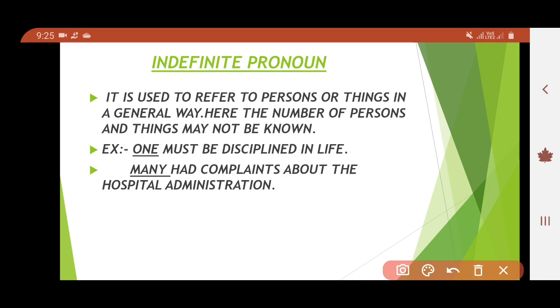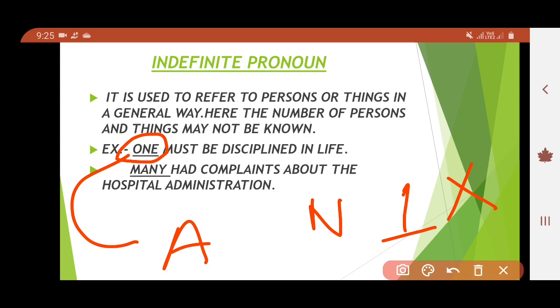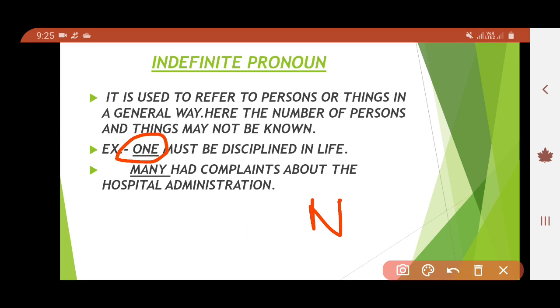Let us go to the example. One must be disciplined in life. Here one is not talking about the number 1. It is talking about one, that means about us, about all. Here one means all: we must be disciplined in our life. So here one doesn't mean number 1. It is saying about every person, all persons. So here one is the indefinite pronoun.